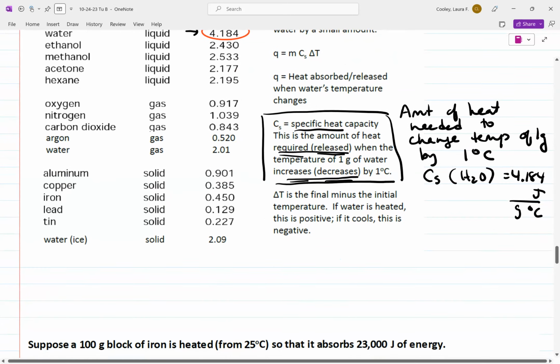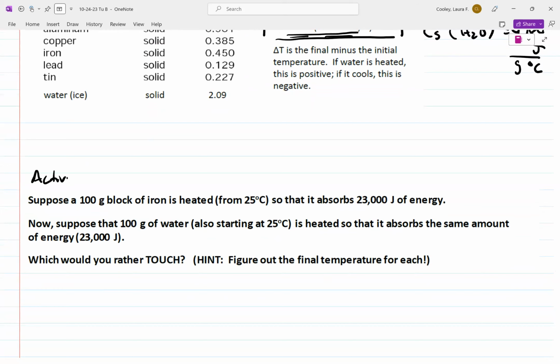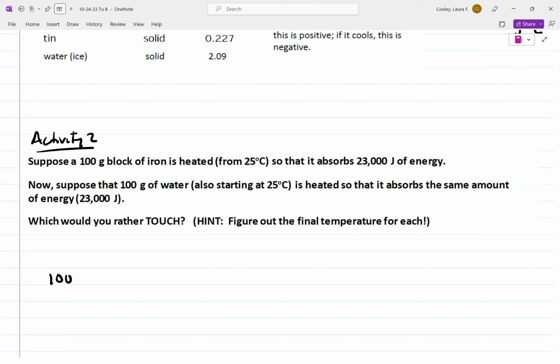These substances are really very different. You could compare the specific heats of different substances by doing something like a touch test. So this is activity 2, and I hope it will help you understand heat capacity, or specific heat. Let's suppose we have the same mass of iron and water: 100 grams of iron and 100 grams of water. Each starts at 25 degrees C, the initial temperature.